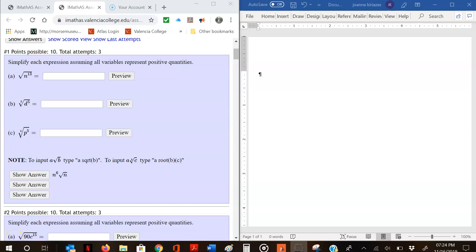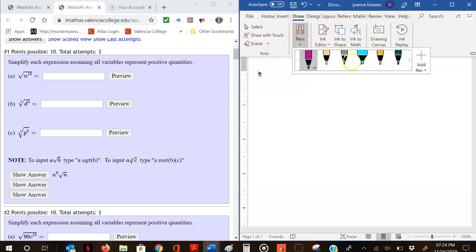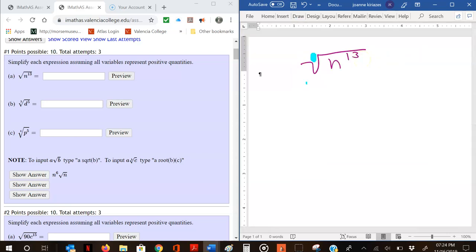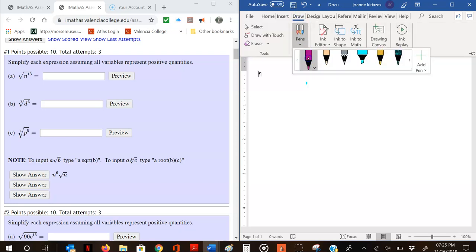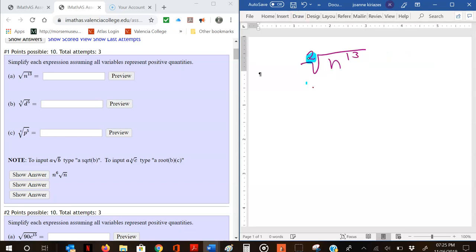Okay, so our first question asks us to simplify a radical. The radical they give us is the square root of n to the 13th power. Now, if you don't see an index, which is the little number in the crook of the radical, we always assume it's a 2. The square root is the most common, so that's the one you assume. Even if it's not shown, we could write a 2 there if we wanted to.